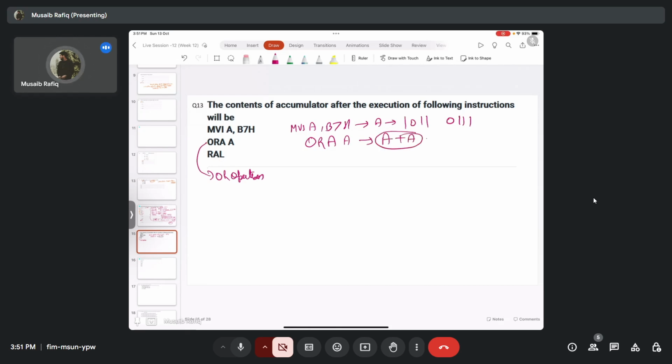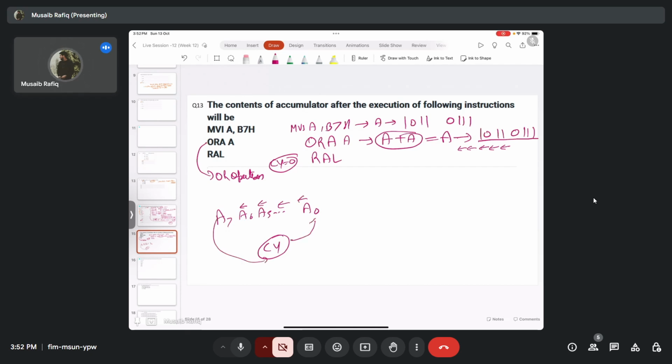When A is ORed with A, you have A, so the result will be simply A. Then I have RAL. So I have the rotate operation through left, but RAL means it will go through carry, and we'll assume the carry flag is 0. So I have left shifting like this by shifting bit position towards the left, and here I have carry. Basically, it is A7, A6, A5, so on up to A0. Here it's the carry flag. So every bit position will be shifted to the left by 1. This will go here and this will go here.